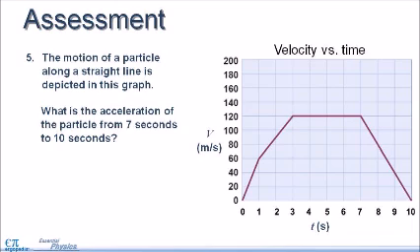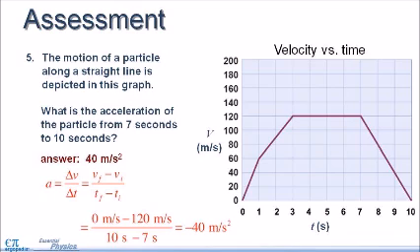Assessment. The motion of a particle along a straight line is depicted in this graphic. What is the acceleration of the particle from 7 seconds to 10 seconds? Answer: 40 meters per second squared.